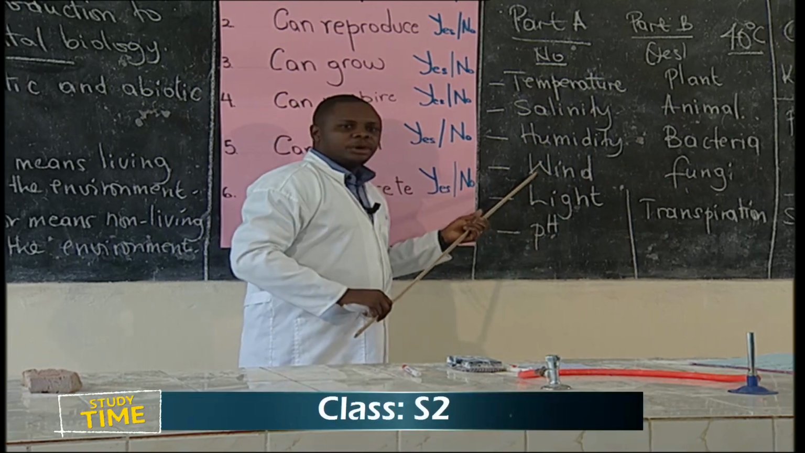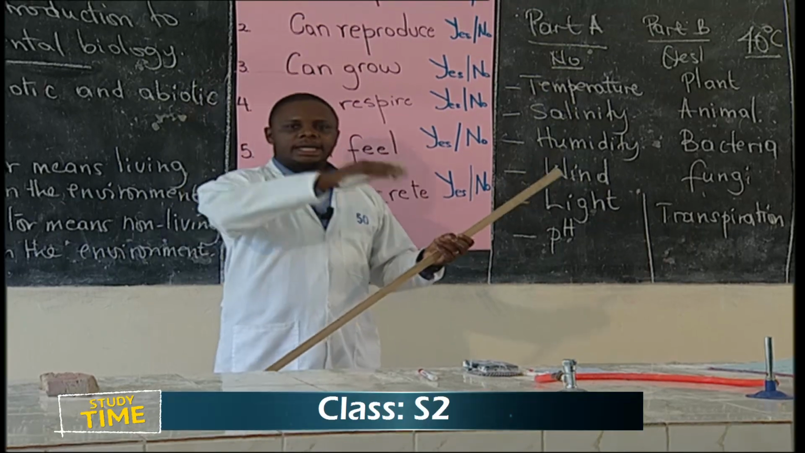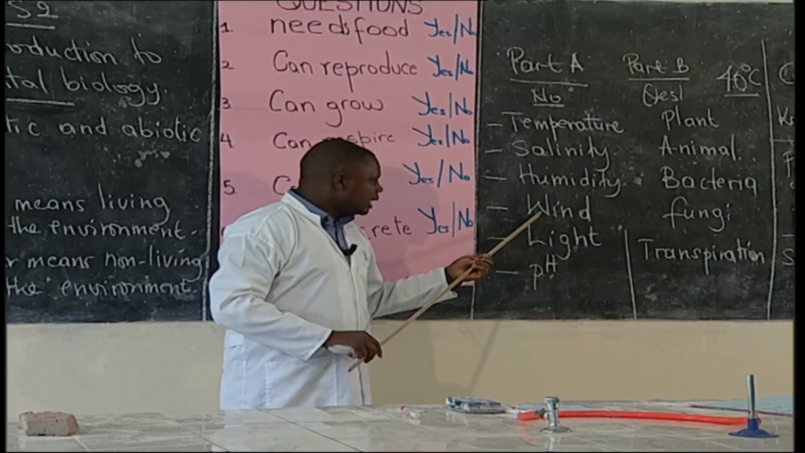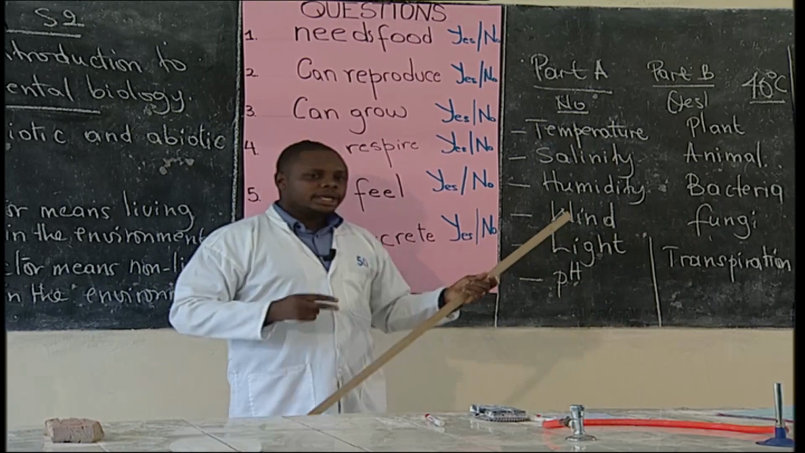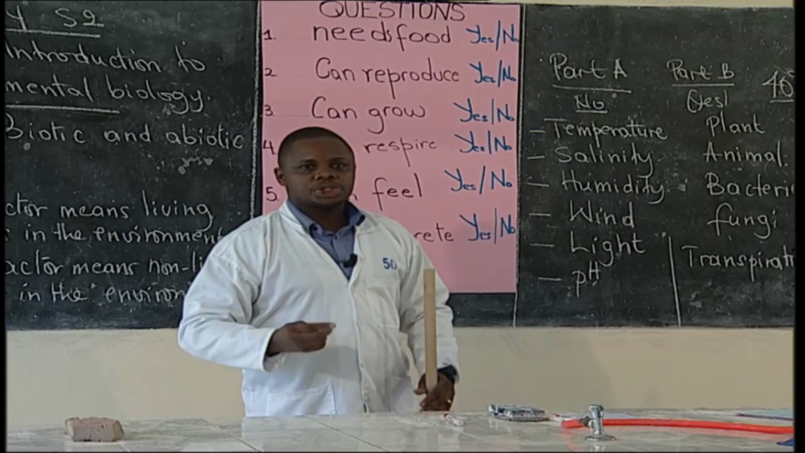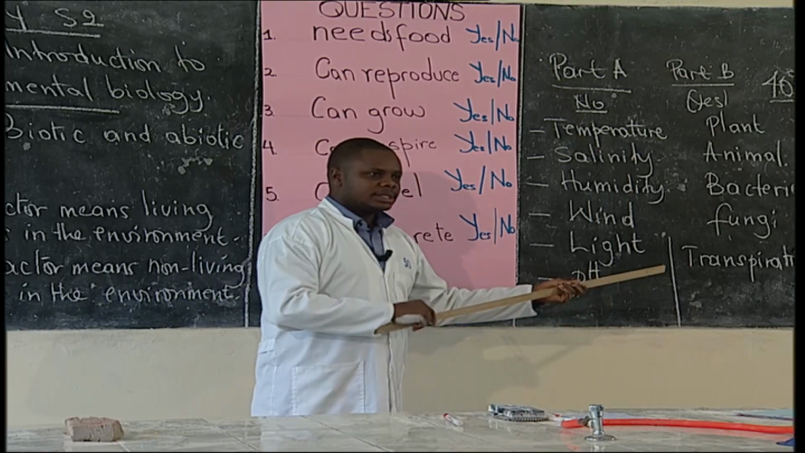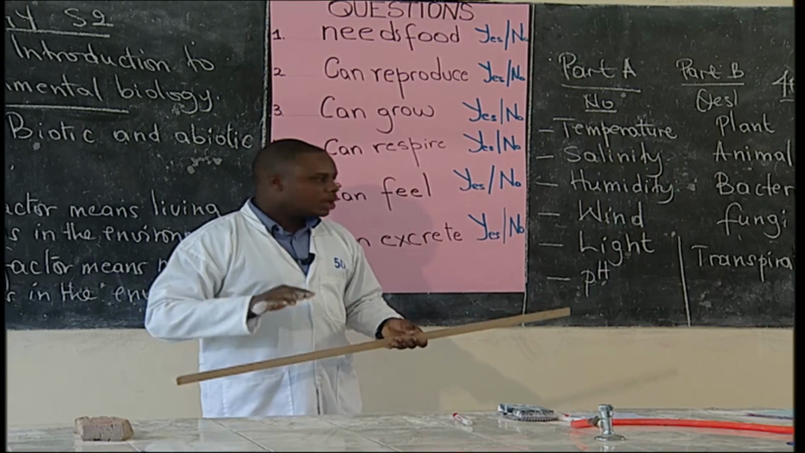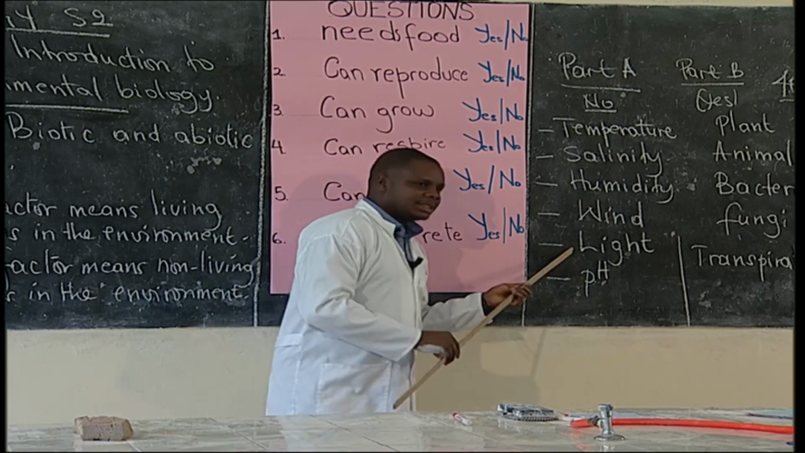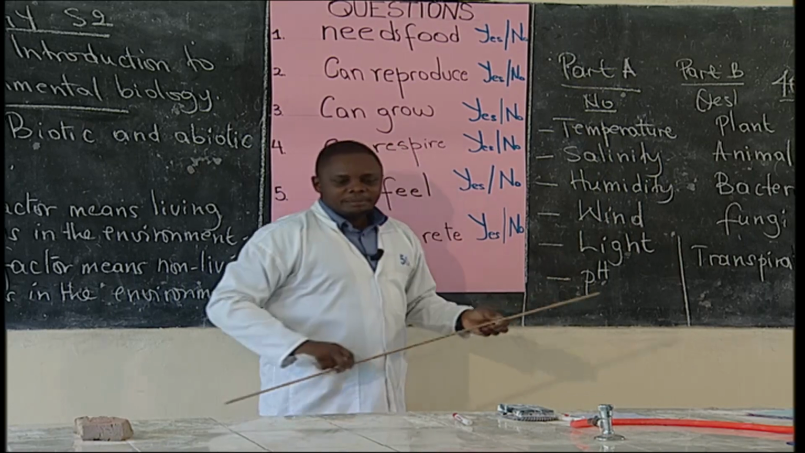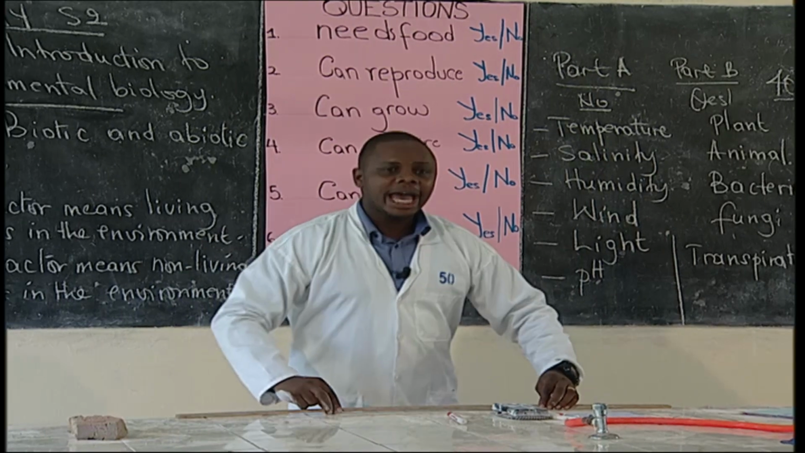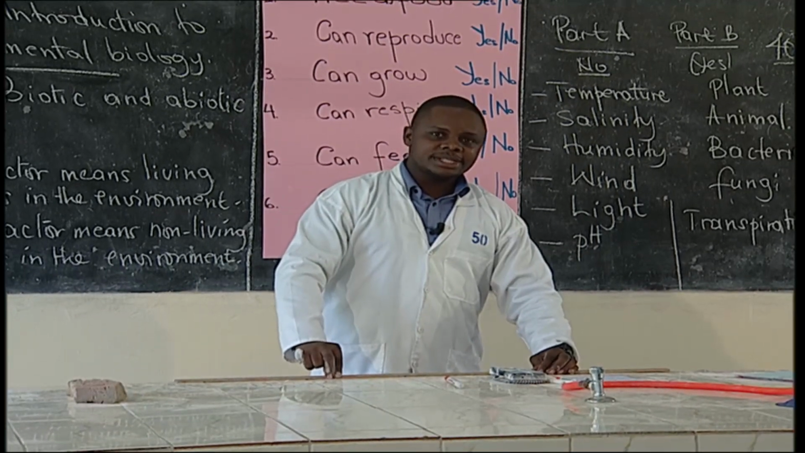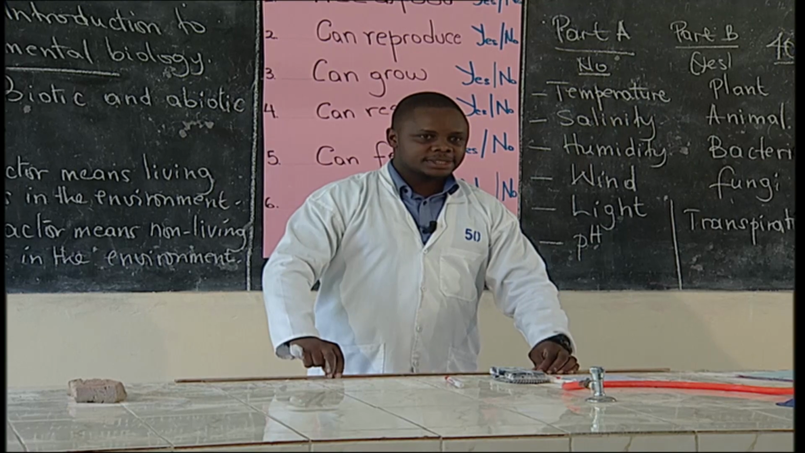Wind or moving air is another factor which affects transpiration. When wind is high, the rate of transpiration will also be high. When moving air is low, the rate of transpiration will be low. Light is another factor. Remember, plants need light to make their own food. Do you remember that process? It's the process of photosynthesis.